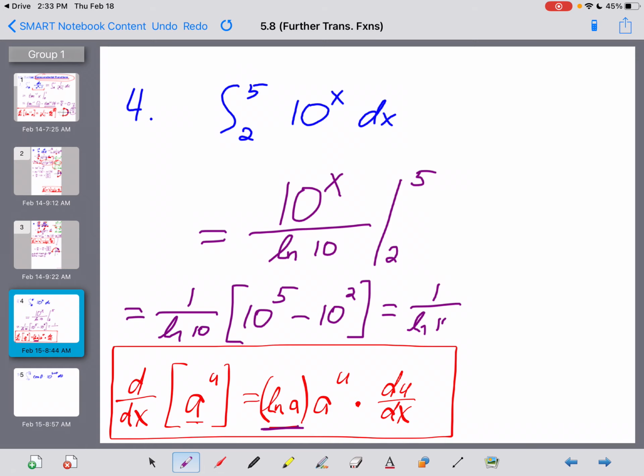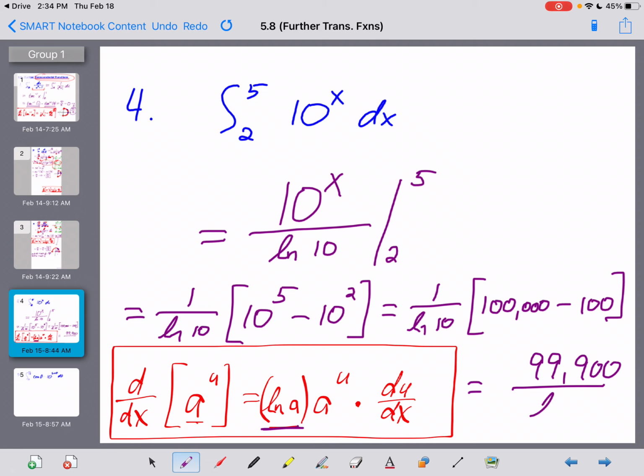1 over the natural log of 10 times, 10 to the 5th power is a 1 with 5 zeros. Minus 10 squared is a 1 with 2 zeros. That's 100. So where are we now, guys? Oh boy, here's the tricky part. 100,000 minus 100 is going to be, let's get this right, 99,900. And then I'm going to divide all that by the natural log of 10. And that is our answer to problem number 4.